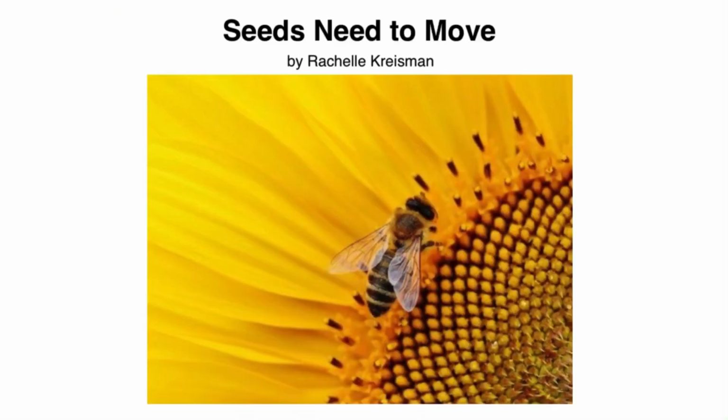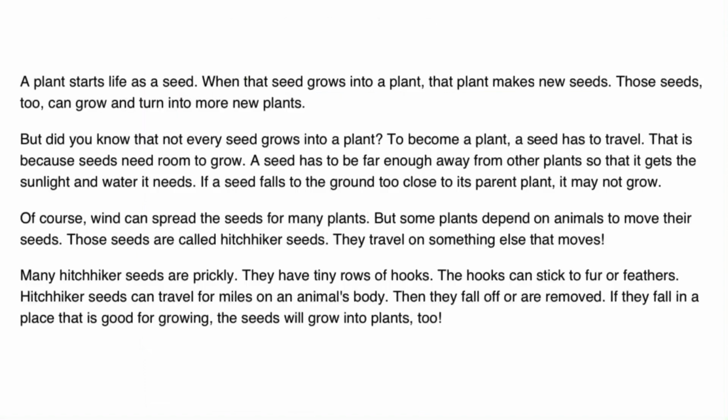Here we go. The title of the passage is Seeds Need to Move, and the author is Rachel Kreisman. A plant starts life as a seed. When that seed grows into a plant, that plant makes new seeds. Those seeds, too, can grow and turn into more new plants. But did you know that not every seed grows into a plant? To become a plant, a seed has to travel. That is because seeds need room to grow. A seed has to be far enough away from other plants so that it gets the sunlight and water it needs. If a seed falls to the ground too close to its parent plant, it may not grow.